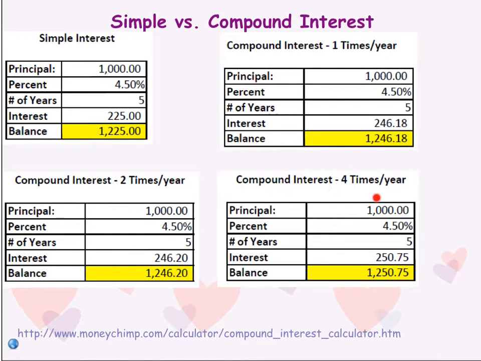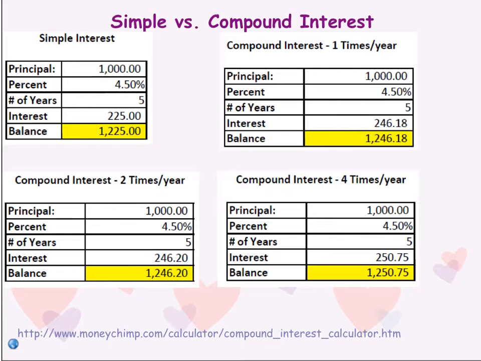Compound interest of 4 times per year. This one then they would do in March, June, August, and then December. So do it 4 times throughout the year. Same principal, same percent, same number of years. Again, our interest increases and our balance increases.